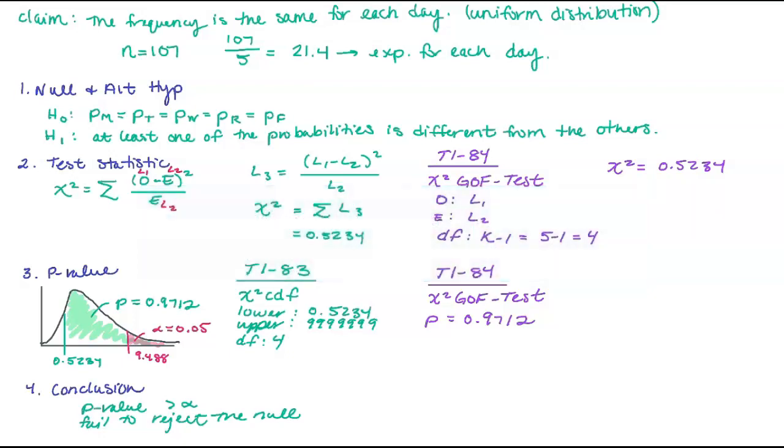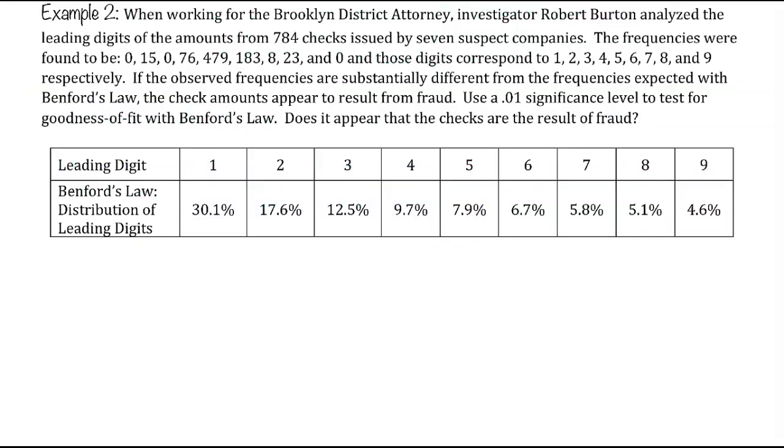Now let's take a look at our example dealing with Benford's law. This example gives us the backstory that when working for the Brooklyn District Attorney, investigator Robert Burton analyzed the leading digits of the amounts from 784 checks issued by 7 suspect companies. The frequencies were found to be 0, 15, 0, 76, 479, 183, 8, 23, and 0, corresponding to the digits 1 through 9, respectively.